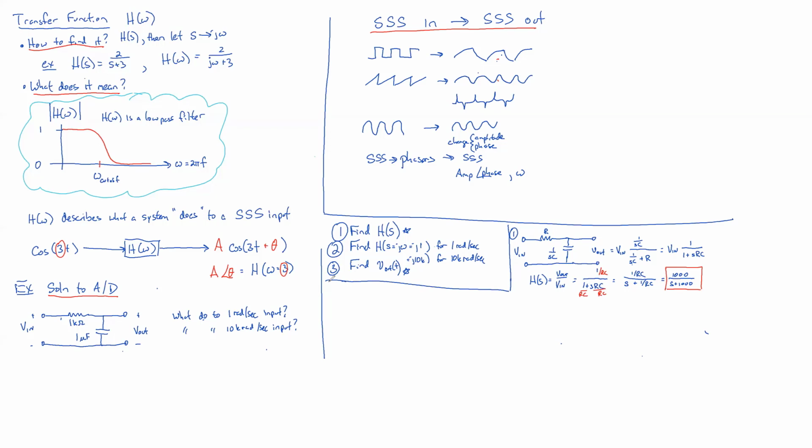So we've got our number 1. Let's do our number 2. We're going to find H of j1. So we're going to plug in j1 in for S, and we get 1,000 over j plus 1,000. And we want to find what this is equal to. Here's how not to do it. Do not take out your calculator and plug this in.